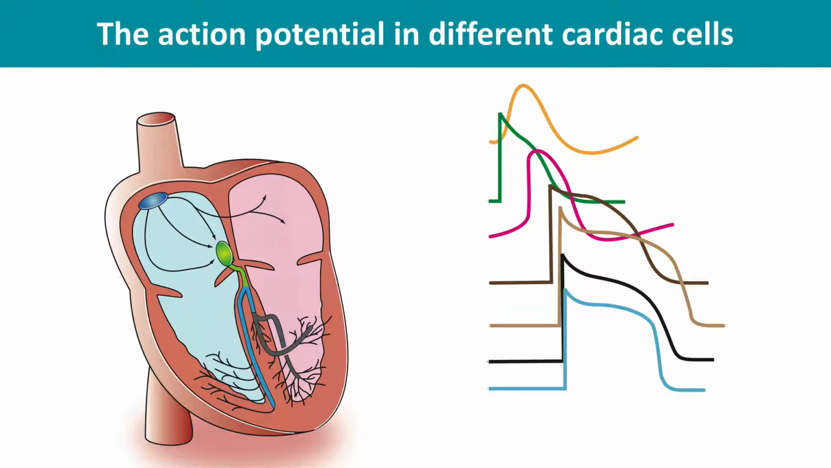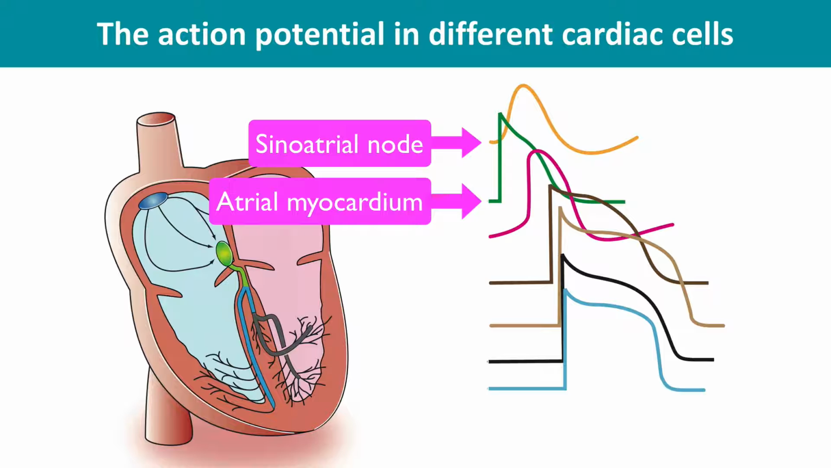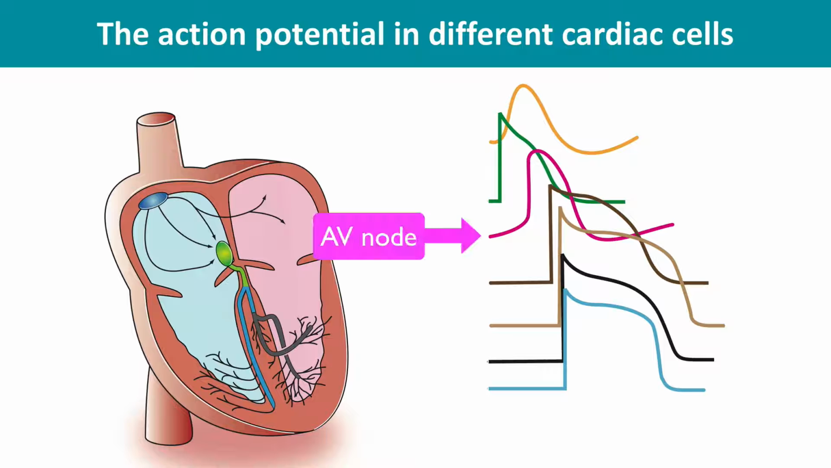Now this is also an interesting image, and the only purpose of this image is simply to show you that the cardiac action potential, or the appearance of the cardiac action potential, differs in the different cell types of the heart. This action potential is the action potential which can be recorded in the sinoatrial node. As you can see, the appearance of this action potential differs from the green action potential, which represents atrial myocardium, which again differs from the pink action potential, which is the cells in the AV node.